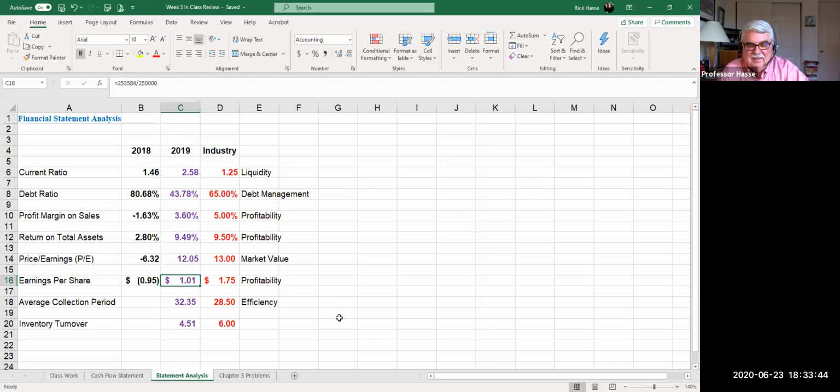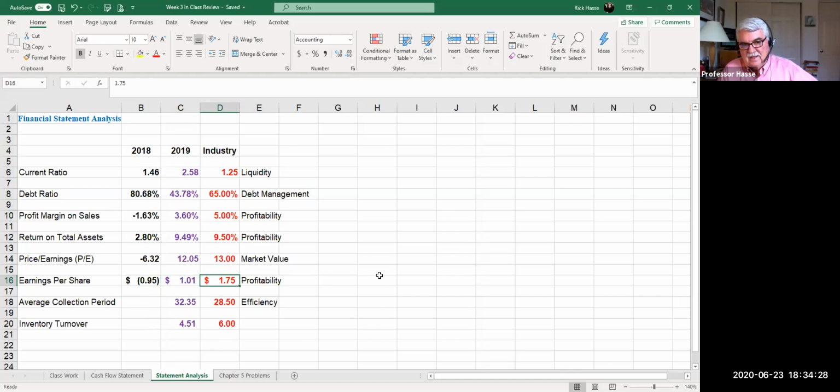That's another way of saying, instead of saying, hey, everybody, we made $253,584 last year, we made $1.01 a share. That's compared to a loss of 95 cents a share in 2018, where they had a loss of $95,000. That in relationship to the outstanding shares of stock in 2018, which was 100,000 shares of stock, you get negative 0.95. Earnings per share is a very important number used in finance. Notice they're quite a bit lower than the industry average to their competitors of earnings per share.